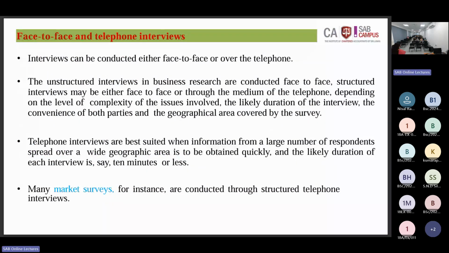Okay. Face-to-face interview plus the telephone interviews. Have you faced telephone interviews and face-to-face interviews? So these are some of the examples for the structured interview. Face-to-face interview, you have already faced that and participated. But there are some interviews which are called telephone interviews.